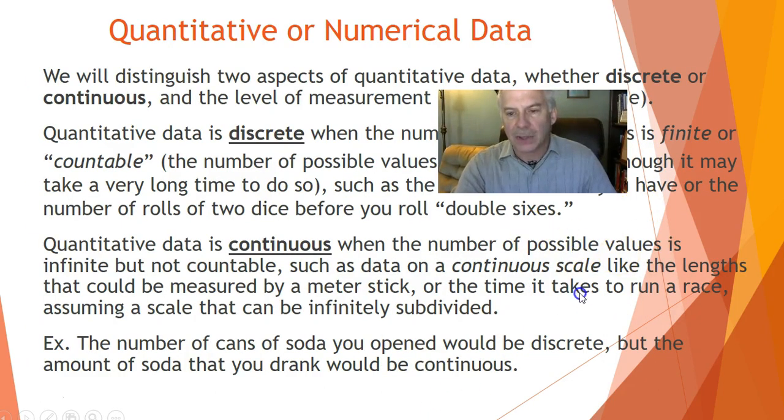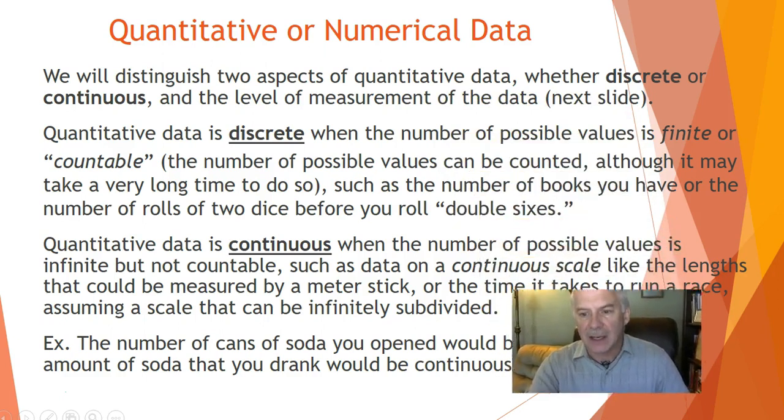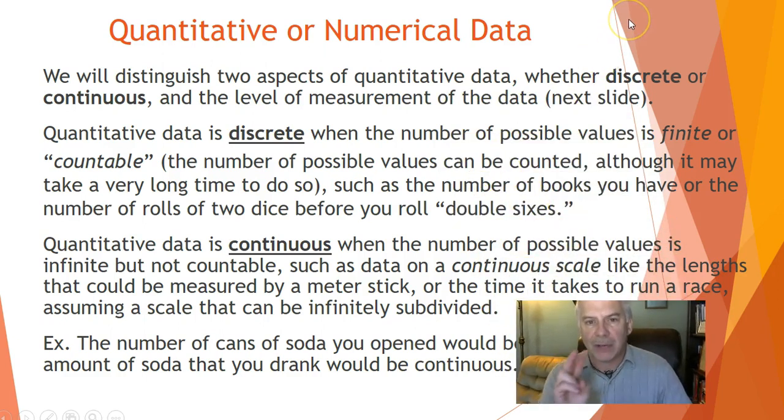Now, let's talk about quantitative data. We'll distinguish two aspects of quantitative data. First of all, these are not the different levels of quantitative data, but just two aspects of them: whether the data is discrete or continuous. And then we'll also talk about the level of measurement on the next slide.